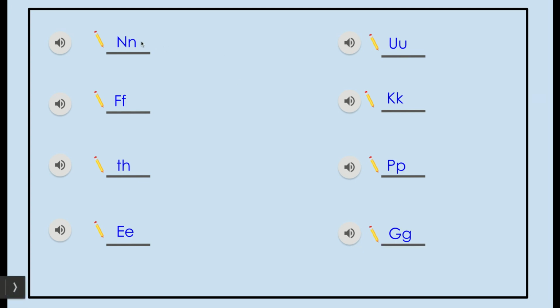All right. The first sound was the sound N made by the letter N. The second sound made by the letter U. The third sound F made by the letter F. The fourth sound K made by the letter K. The fifth sound made by the letters T and H. The sixth sound P made by the letter P. The seventh sound E, like Ed, made by the letter E. And the last sound G, made by the letter G.